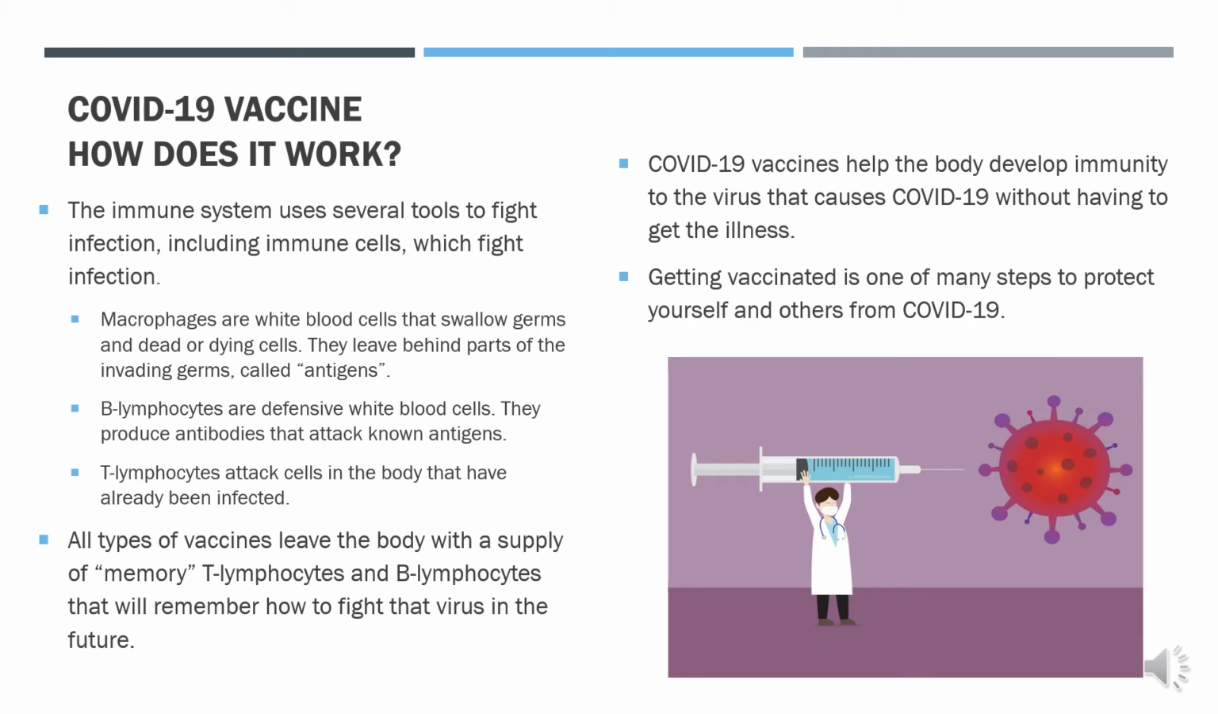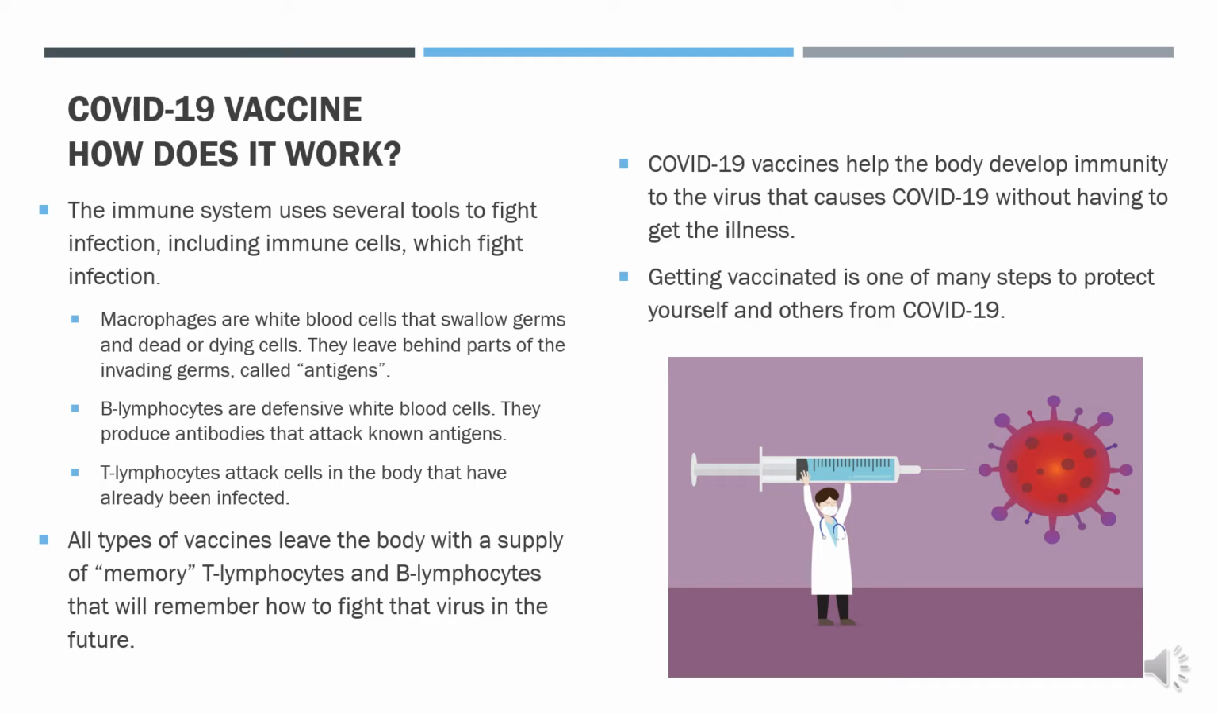So now we need to take a look at how a vaccine actually works. Vaccines stimulate the immune system, and there are several tools it uses to fight infections, including immune cells. Those cells are macrophages, which are white blood cells that swallow the dead and dying germ cells, and they leave behind recognizable parts of the germ called antigens. The next one is B lymphocytes, which are defensive white blood cells, and they produce the antibodies that then attack the recognized antigens.